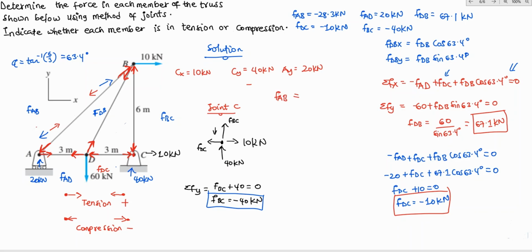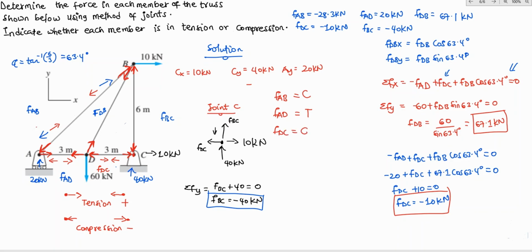So FAB will be in compression. And then let's look at FAD also. For FAD, the internal reactions are going to react in this direction, so FAD is going to be in tension. And then let's look at FDC also. The internal reactions will be in this direction, so FDC will be in compression.